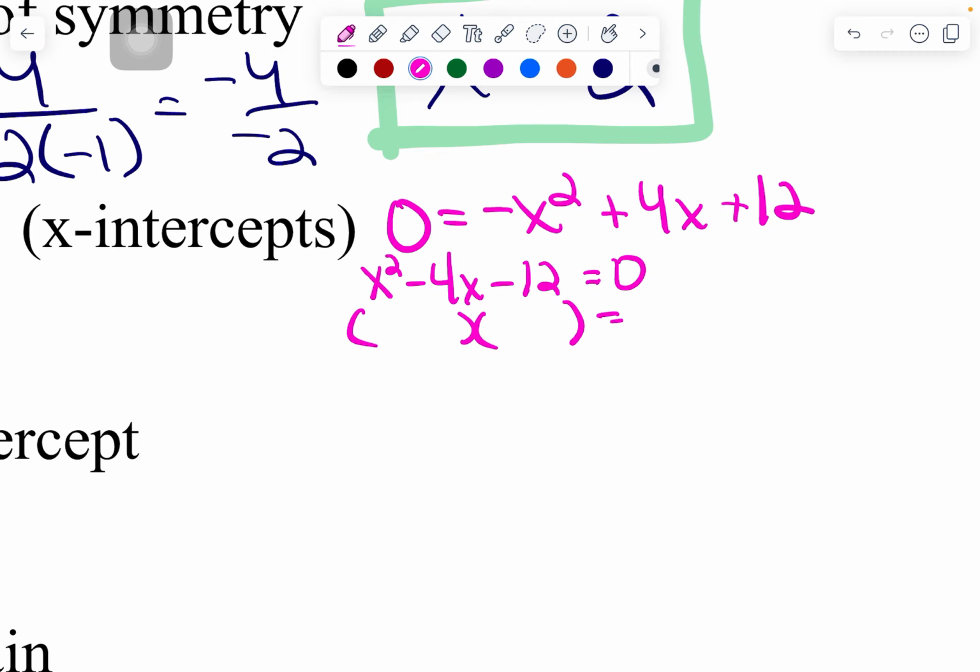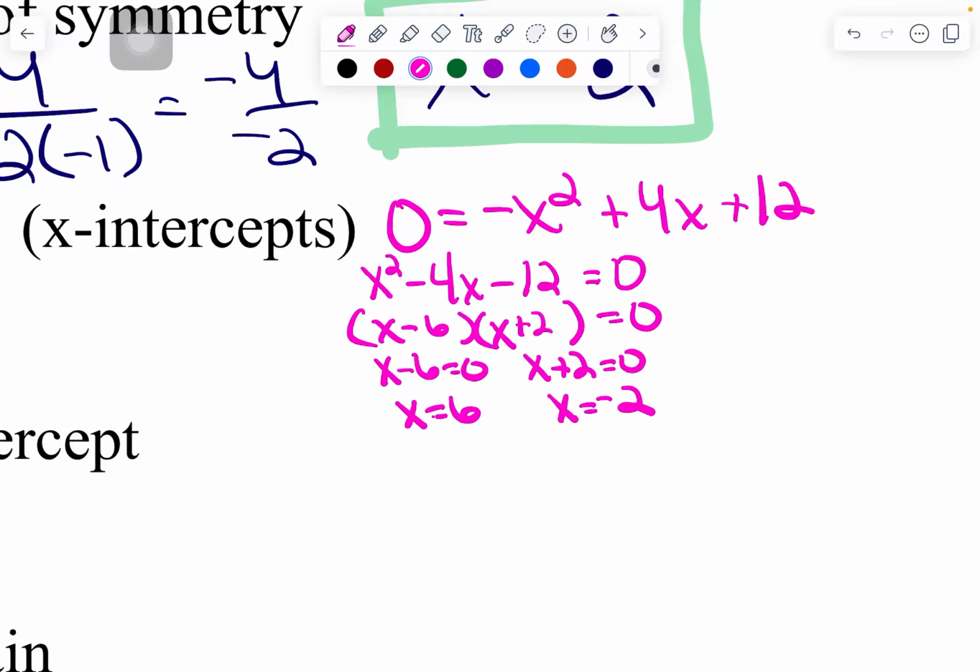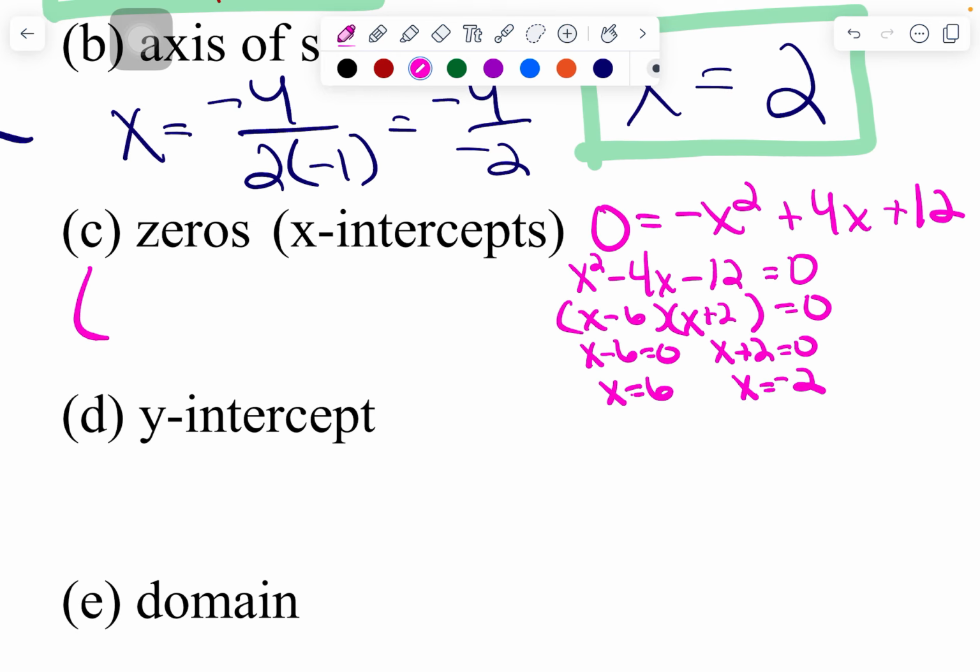Now, factoring-wise, I'm going to split my x, not x squared. So split the x up, and then I'm looking to see what multiplies to negative 12 and adds up to negative 4. So negative 6, positive 2. So set your factors equal to 0. And you can tell me x equals positive 6, right? Adding 6, and x equals negative 2. So my zeros, my x-intercepts would be (6, 0) and (negative 2, 0). So now I know where I cross the x-axis, which is great.